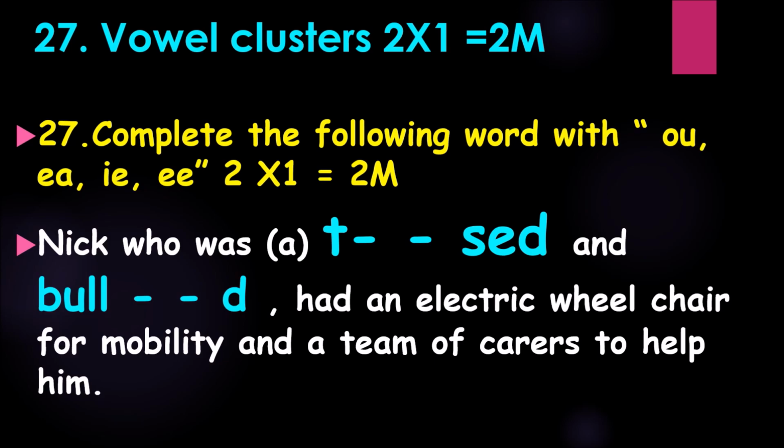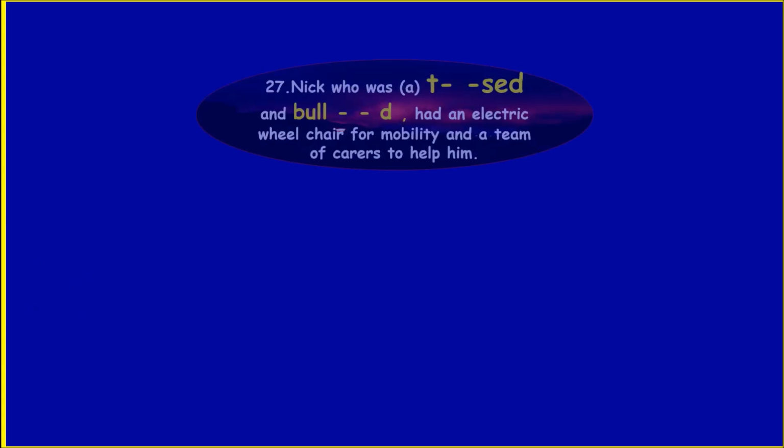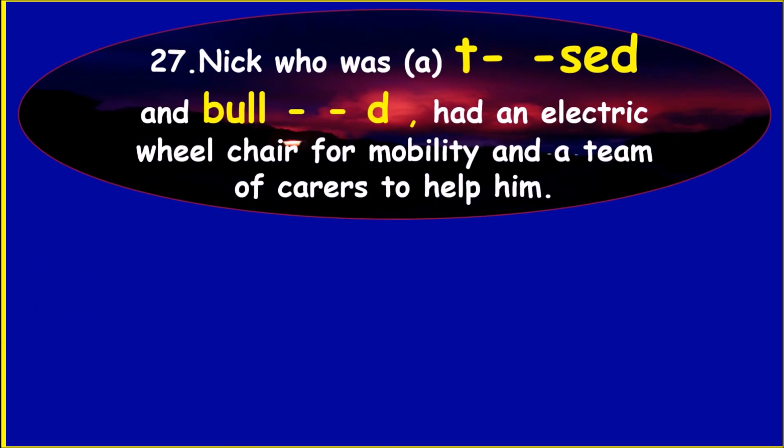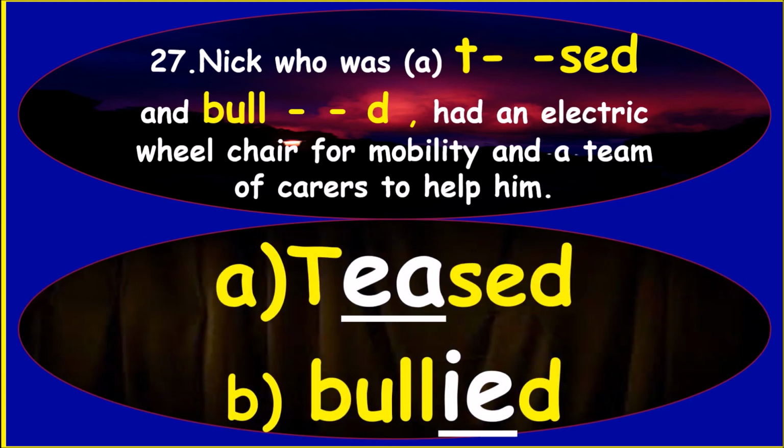I hope you have done it. Now let's check the spellings. Nick, who was teased, T-E-A-S-E-D, and the second one is B-U-L-L-I-E-D, bullied, right? This is how you have to do.